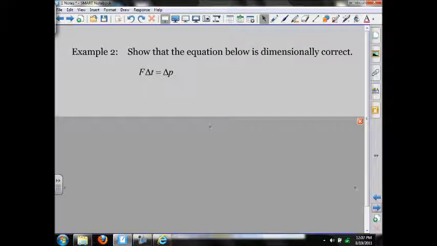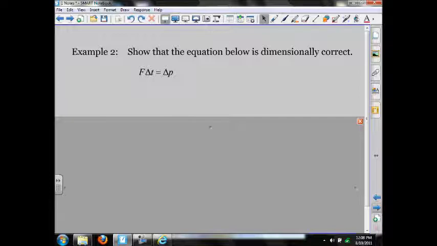Example 2. Show that the equation below is dimensionally correct. What's dimensionally correct? Not necessarily that it's actually true, but in order to have a true statement to begin with, we need the same units on both sides of the equal sign, right? Because the same units should be on each side.